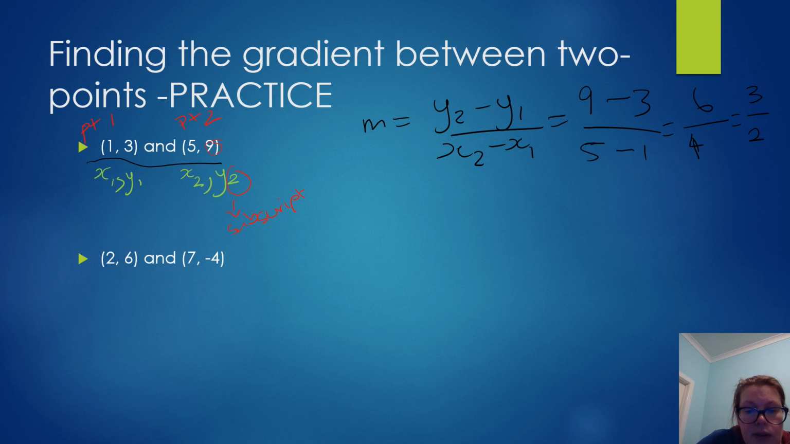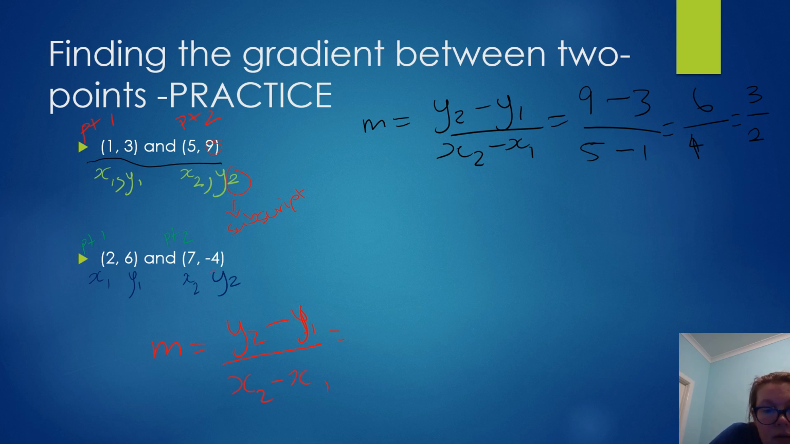Again, we're going to do the next one the same way. Pause this, rewind it, whatever you need to do in order to remember it. So again, doesn't matter which one's which, point 1, point 2. What does that mean? Well, that means that this is x1, this is y1, this is x2, this is y2. Put it into our equation. M equals y2, that's going to be the negative 4, minus y1 divided by x2 minus x1.